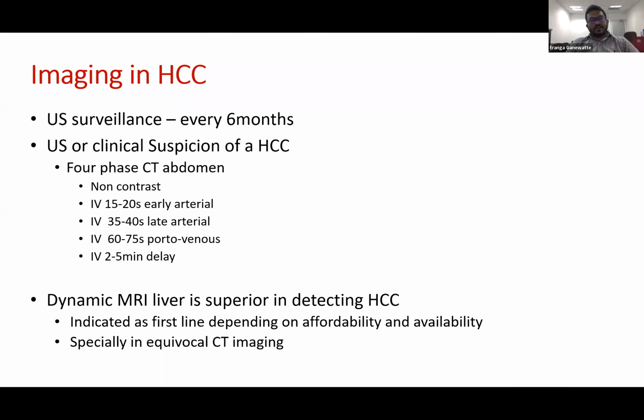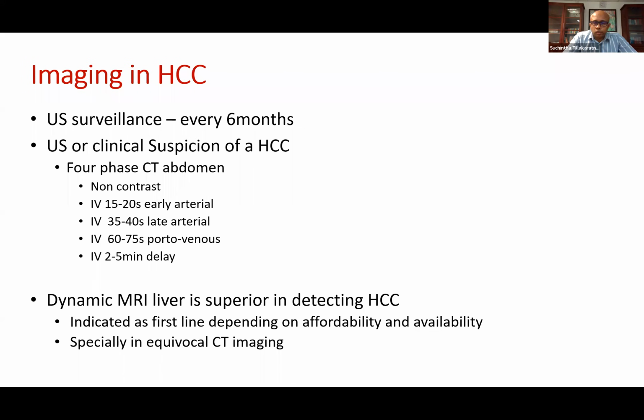In Sri Lanka, only very few places have the contrast injecting pump. So they usually do it with hand injection, which is not the ideal way of doing a dynamic study. That is the whole problem in this part of the world, or basically in Sri Lanka. But if you do a proper MRI, it's much better than a CT for detecting a smaller lesion, a diffuse lesion, with other complications as well.